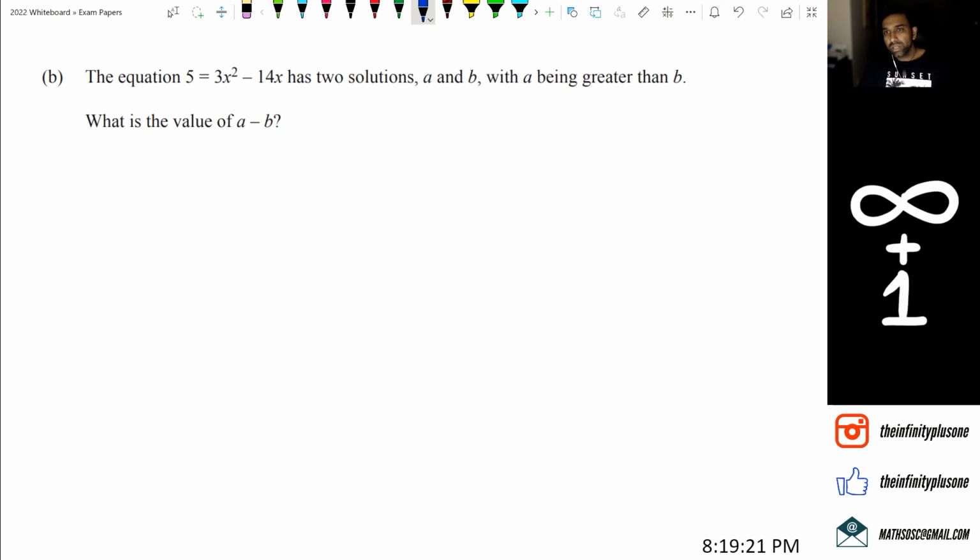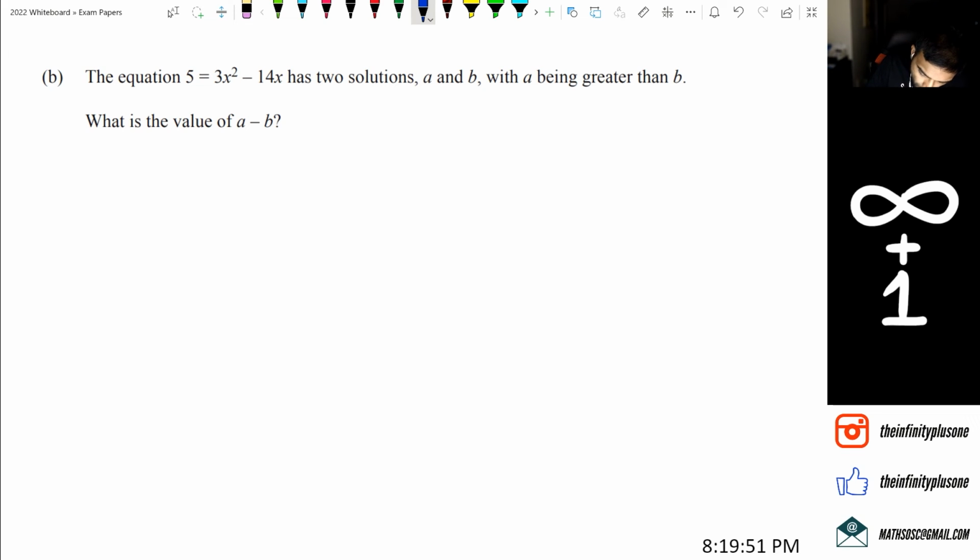Okay, so with question 2B, what we've got here is a quadratic, and this particular quadratic is telling you that you've got two solutions, A and B. It's also telling you that A is greater than B, and then it's asking what is the value of A minus B. So we've got to solve the quadratic equation first, and then we get our two solutions, and then we just go the big one minus the small one, and we should be good to go.